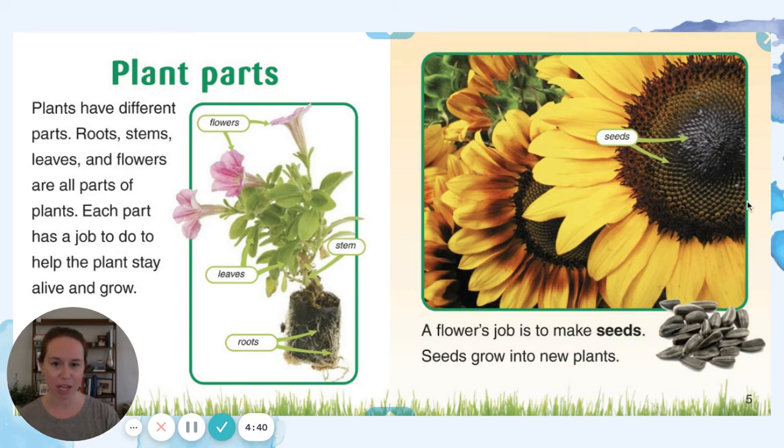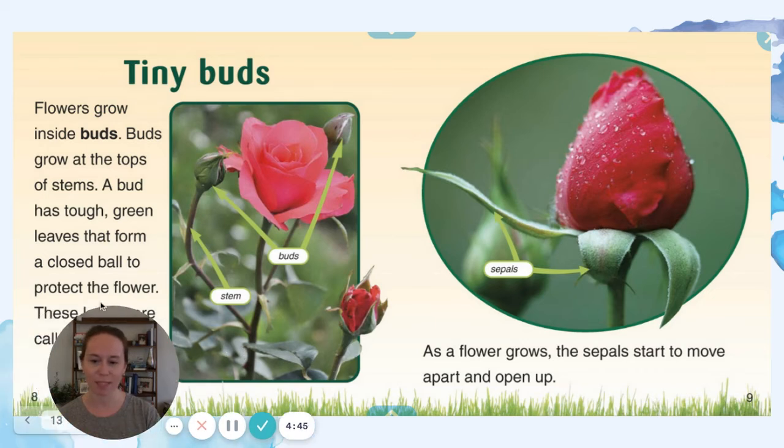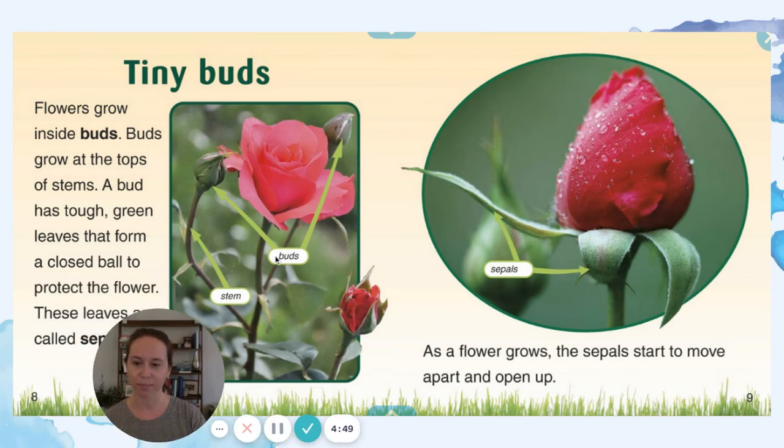Now I'll skip ahead to page 8. Tiny buds. I'm going to read this part now. Okay. Flowers grow inside buds. Buds grow at the top of stems. A bud has tough green leaves that form a closed ball to protect the flower.